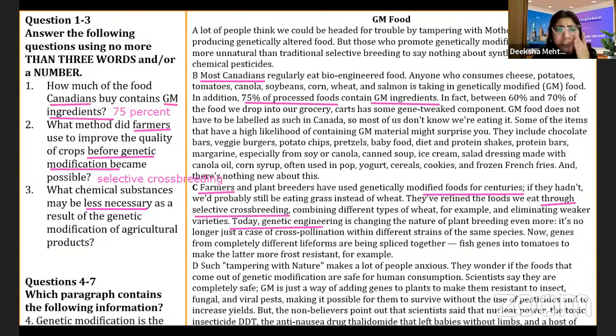Okay, third question. What about selective breeding in the first paragraph? First of all, does your first paragraph say that farmers used to improve the quality of crops before genetic modification became possible using selective breeding? It doesn't say that. So no, you can't pick that. Also remember, short answer questions are mostly in order, so chances are that the answer is below.